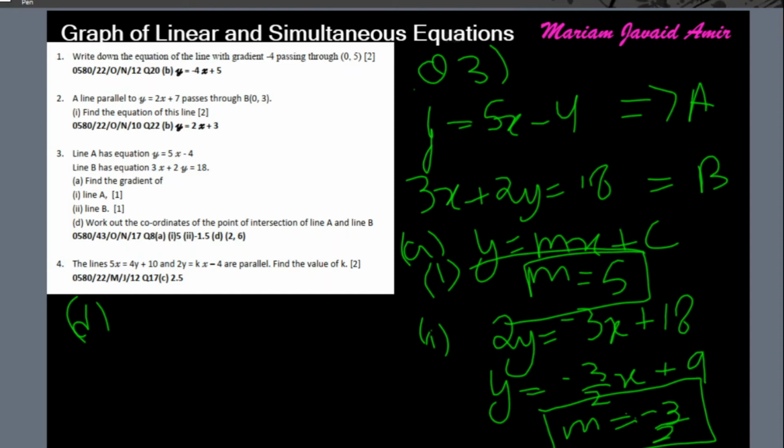Okay, part D, this should have been part B. Work out the coordinates of the point of intersection of line A and B. So for that you simply need to solve these two equations simultaneously. I have y, I will rearrange it, y minus 5x equals minus 4, and then I have 2y plus 3x equals 18. I have these two equations, I need to solve these simultaneously.